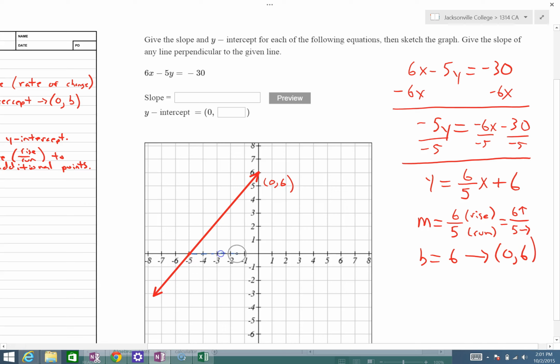Drawing a right triangle between these two. I have moved to the right 1, 2, 3, 4, 5 units, and I have moved up 1, 2, 3, 4, 5, 6. This is my rise. This is my run. So I have used slope-intercept form to find both the slope. The slope is 6/5, and the y-intercept is (0, 6).